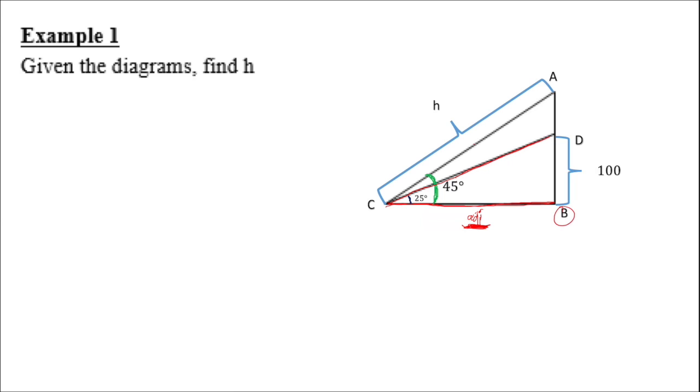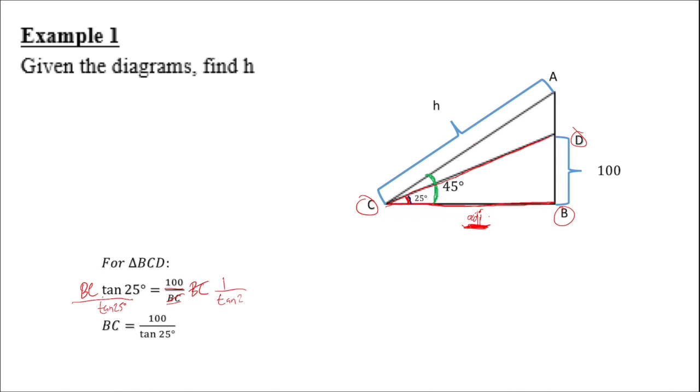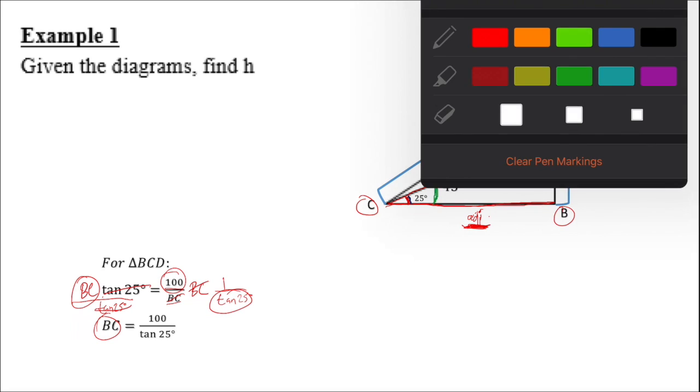For angle BCD, I know that tan of 25, because I will have opposite, and I want my adjacent, so I'm going to use that ratio. And the angle here is 25 degrees. So tan of 25 equals 100 over BC, opposite over adjacent. Multiply both sides by BC, cross that out, and then divide by tan of 25, which is just a number. Multiply by 1 over tan of 25, which is the same thing as dividing. And that's how we end up getting that BC is equal to 100 over tan of 25.